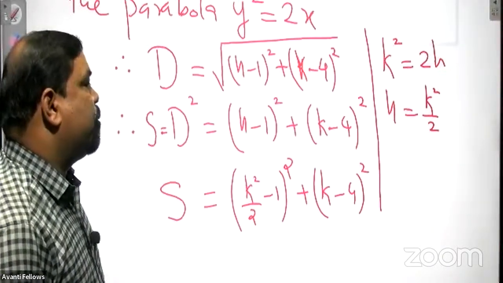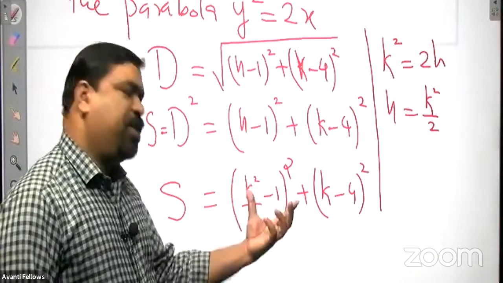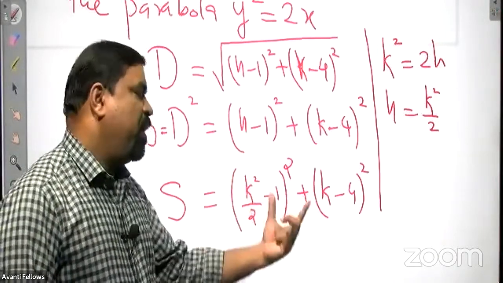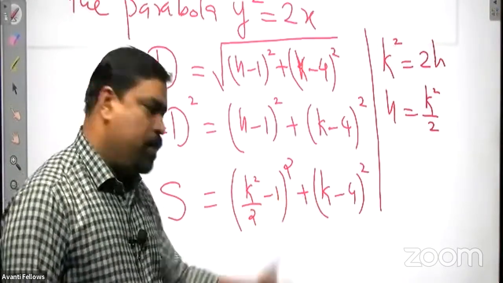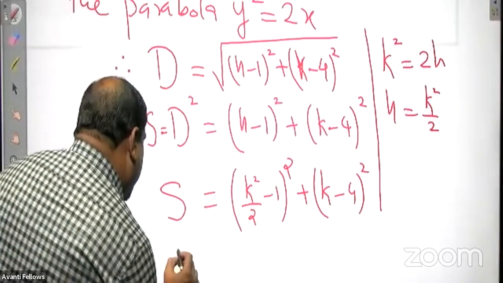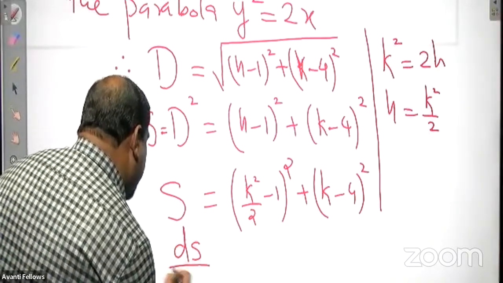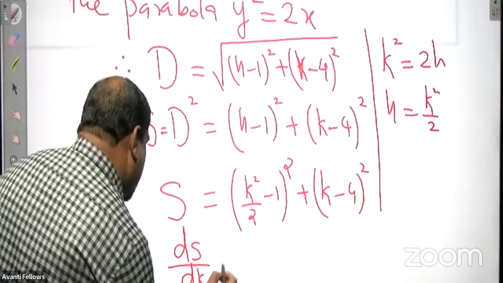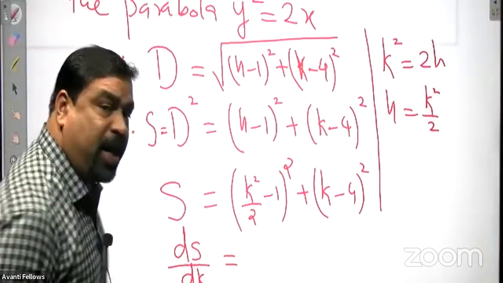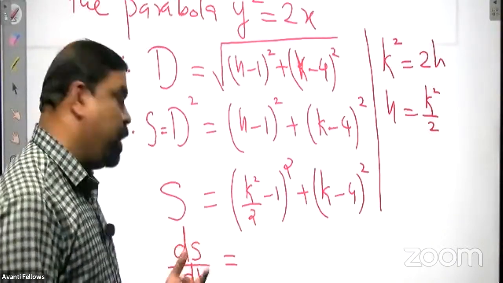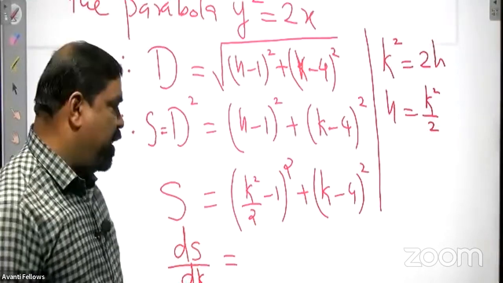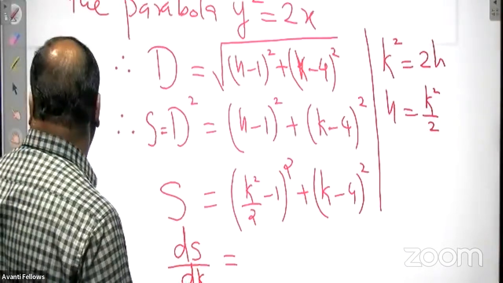Now this is a function in one variable. The variable is k. So usually what we have to do to find the maxima and minima, we have to differentiate with respect to k. The variable is k actually. So find ds by dk. Everybody can write the derivative.